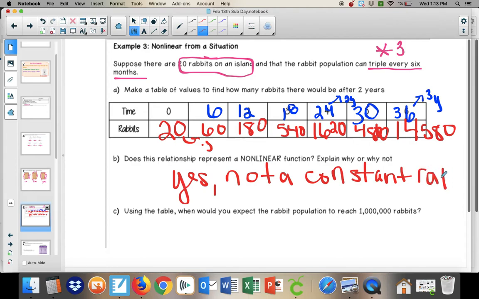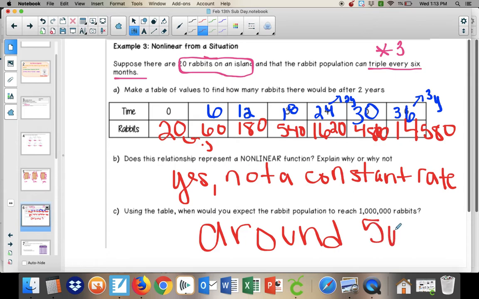And then we want to know when it will be about 1,000,000. So if I keep multiplying up, at 42 months, I'll be at 43,740. And then at 4 years, I'll be at 131,220. And then at 4.5, so right around 5 years. Because if I keep multiplying up, it's right before 5 years, I get to be at a little over 1,000,000. So when it says it's going to triple every time, you multiply it by 3.